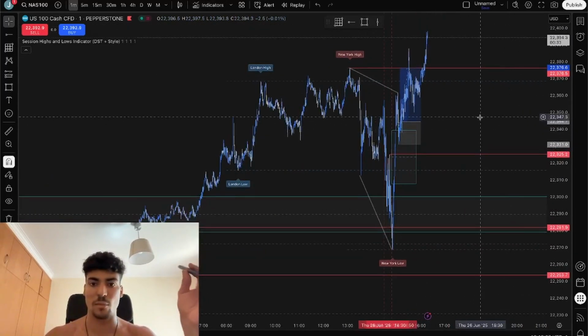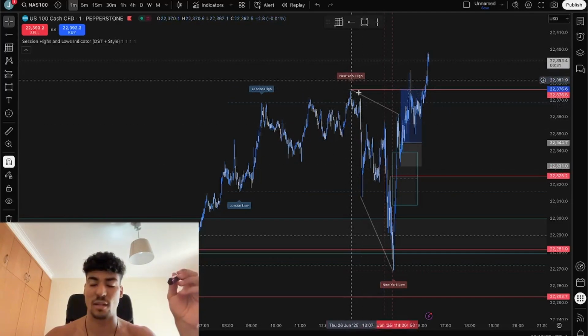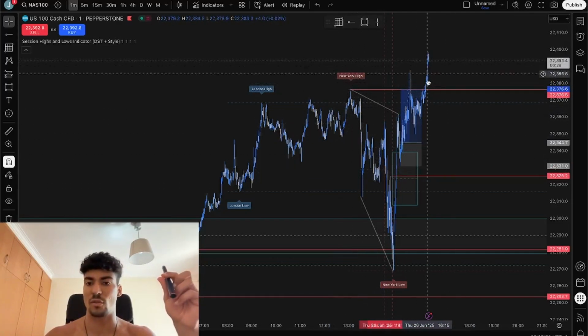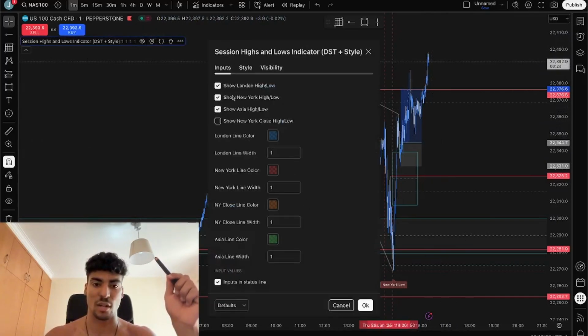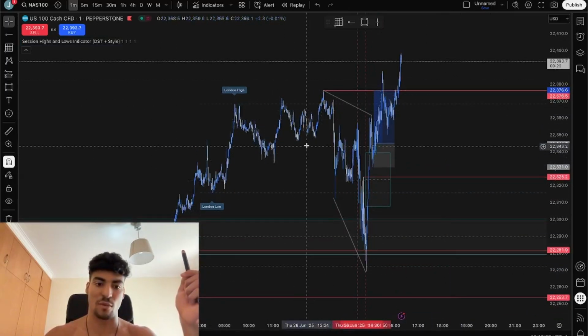So yeah, again, it is a pretty good indicator. It even says what it is. Of course, this is wrong, it's not New York session high and New York session low. Also, because I'm trading New York session, I can clean it up. I don't want to see New York session high and low. I want to see previous session highs and lows.